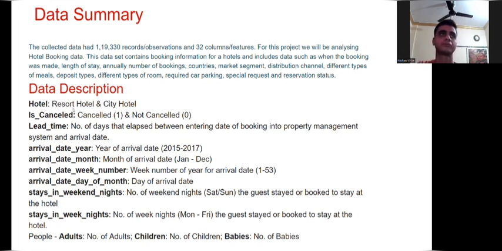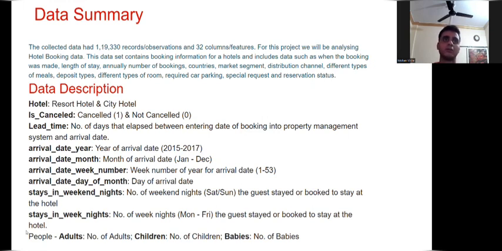Okay, so then there is lead time, arrival date year, arrival date month, arrival date week number, and arrival date day of month. They are easy to remember. The year of arrival is mainly between 2015 to 2017. And then we will come to the stay. There are two types, stays in weekend nights and weeknights. Weekend means Saturday, Sunday, and weeknights means from Monday to Friday.